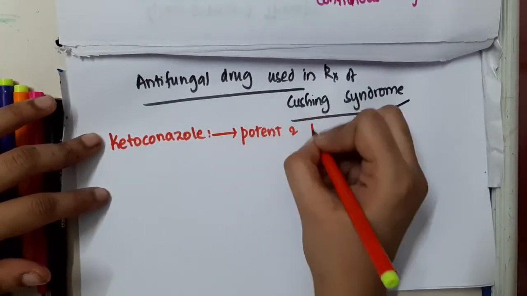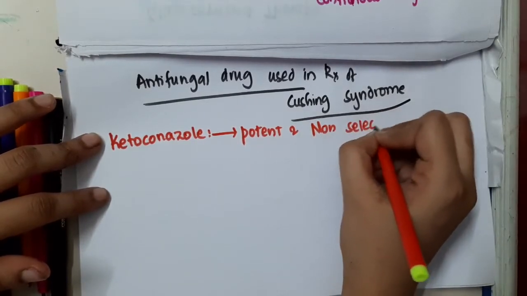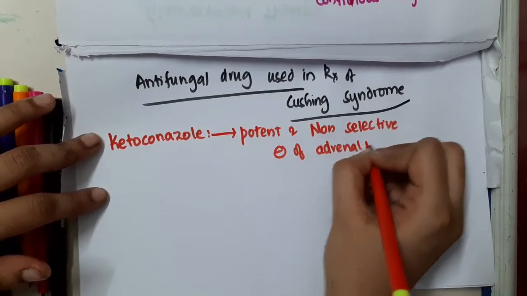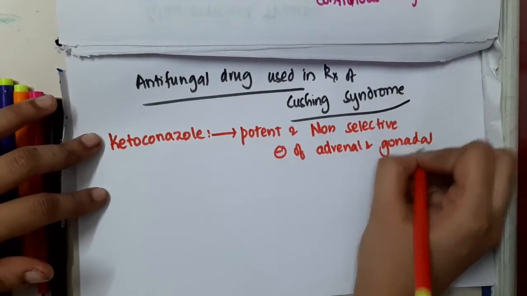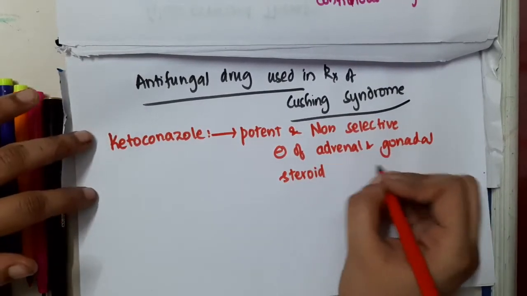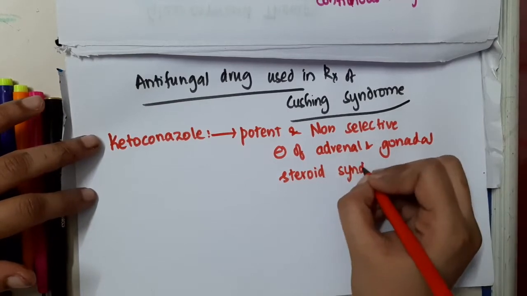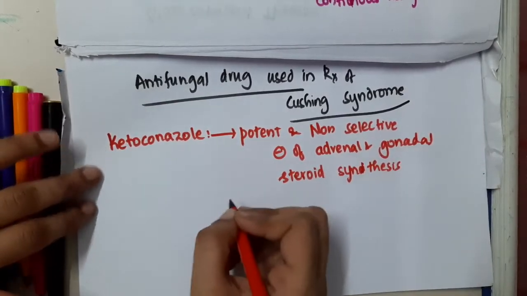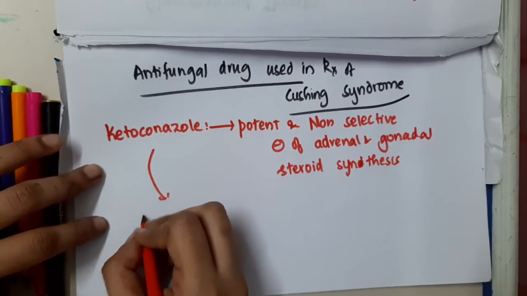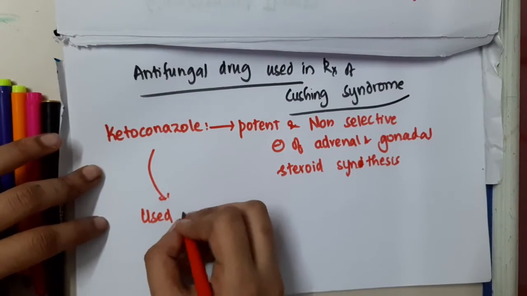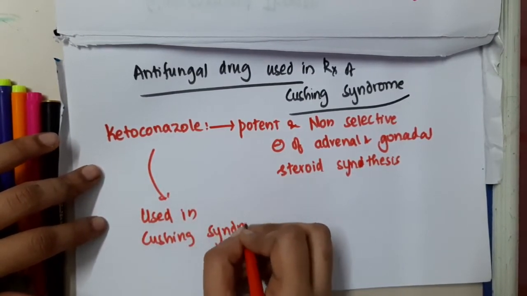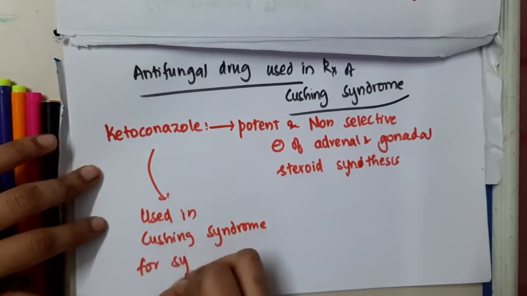This ketoconazole is a potent and non-selective inhibitor of adrenal and gonadal steroid synthesis. It is used in Cushing syndrome mainly for symptomatic control only.